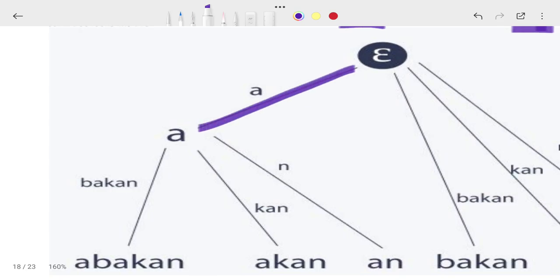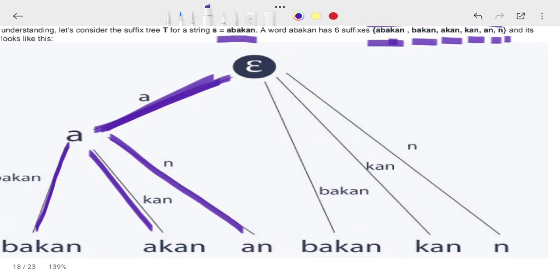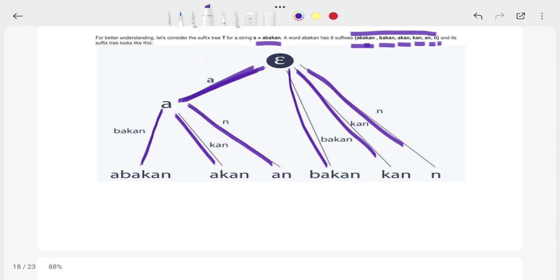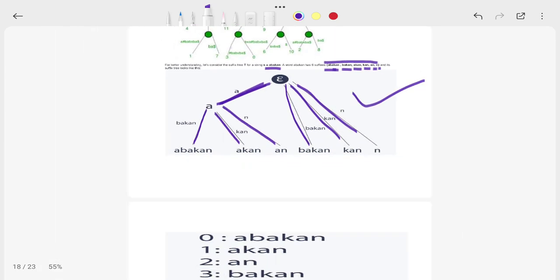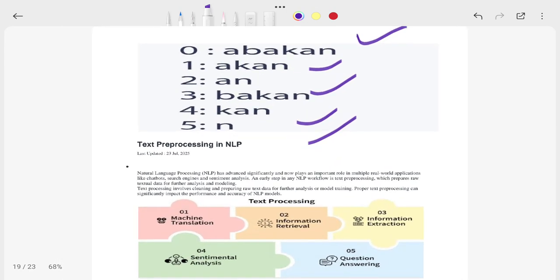So I am writing ABAKAN, BAKAN, AKAN, KAN, AN, and the other suffixes. All suffixes I am writing in this method. This is very important for natural language processing. Up to this, and according to this, we are writing the suffix TRIE. Okay, so already we explained.